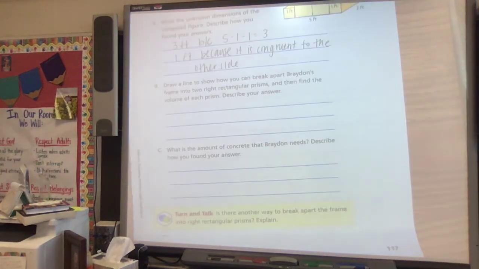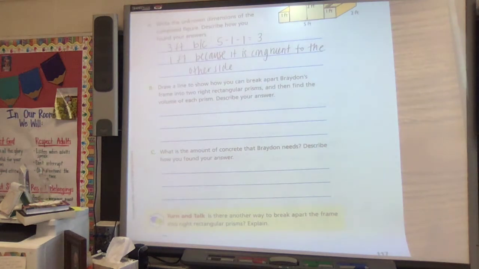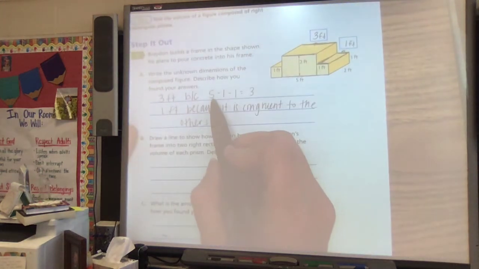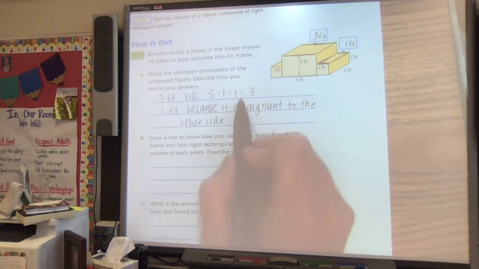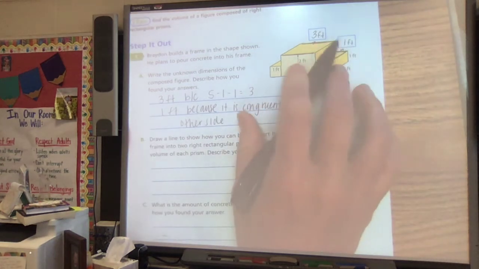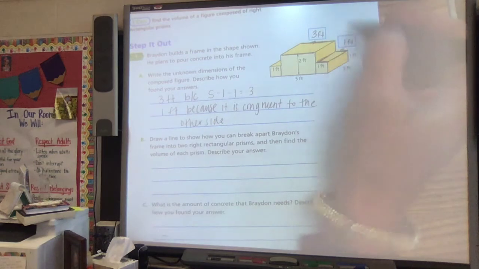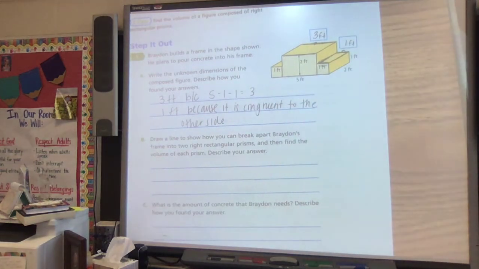Because, so my video gave out on me a little bit, but we know that that's 3 feet long because 5 take away 2 would give you 3, and we know that 1 is there because it's congruent to the other side. Those have to be congruent.